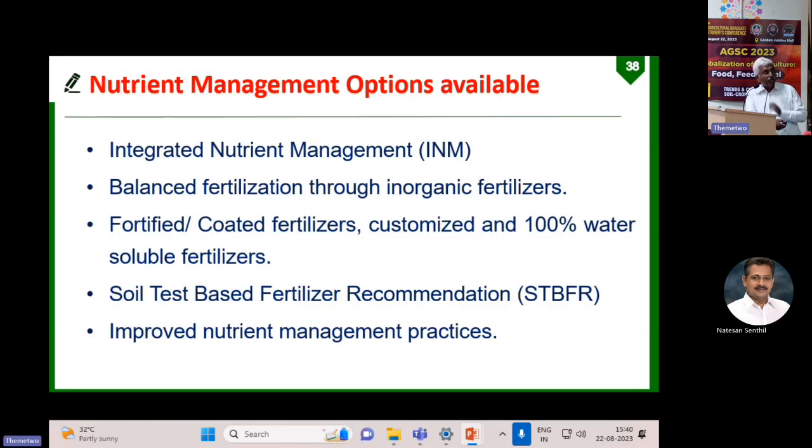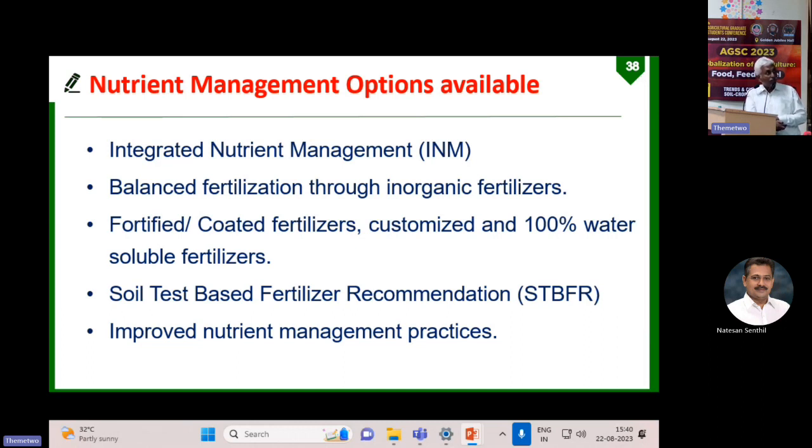In the process of maintaining soil health, instead of going for routine soil nutrient management practices, we can go for different approaches like integrated nutrient management and balanced fertilization. If you go for them, there will not be an imbalance, and the soil health may not be threatened.